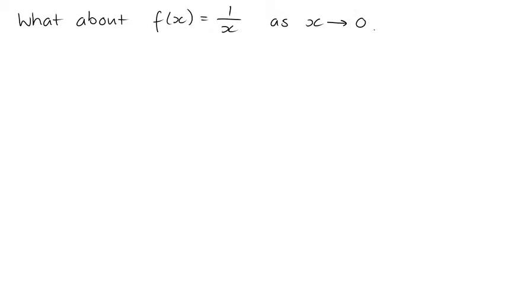Okay, what about f of x equals 1 over x as x approaches 0? Again, we can't just sub in 0 because it doesn't make sense, so we've got to draw the graph so we can think about it. What does a 1 over x graph look like? Yeah, that one.